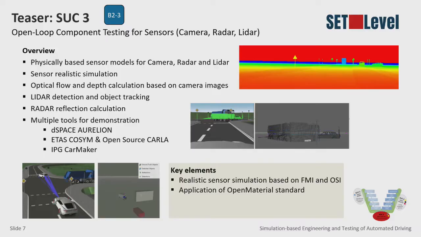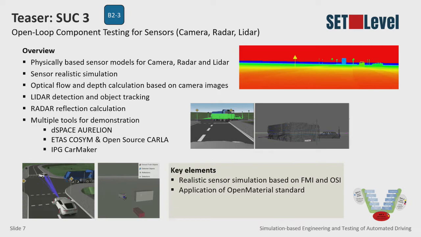Now that we have seen 2 closed-loop simulations, I want to also point out an open-loop simulation, the simulation use case 3. This simulation use case was focusing on the component simulation of sensors, meaning camera, radar, and LiDAR. And the simulation was built up based on physically based sensors. That means real sensor effects as they occur in reality were also brought into the virtual world. And sensor realistic simulation has been executed, incorporating ray tracing, incorporating reflections, and it was investigated by looking at sensor detections, by applying object tracking to those simulations.